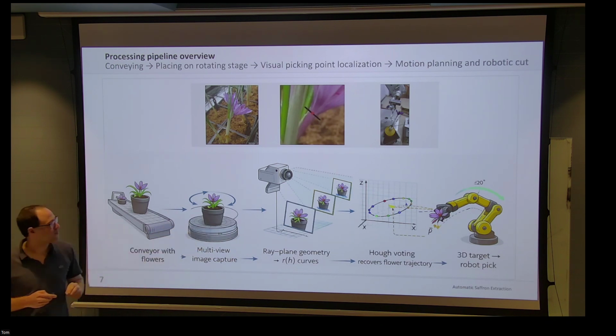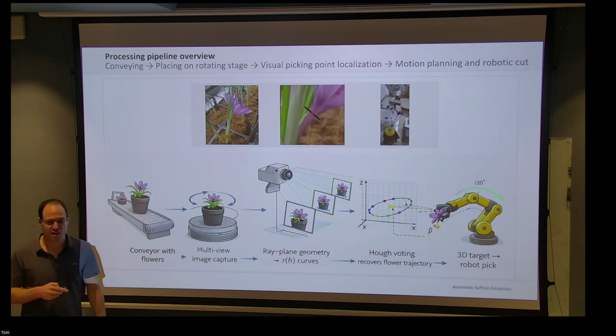Okay, this is the real flower. We want to pick it here. And this is the gripper. Later we'll see how the gripper was built.